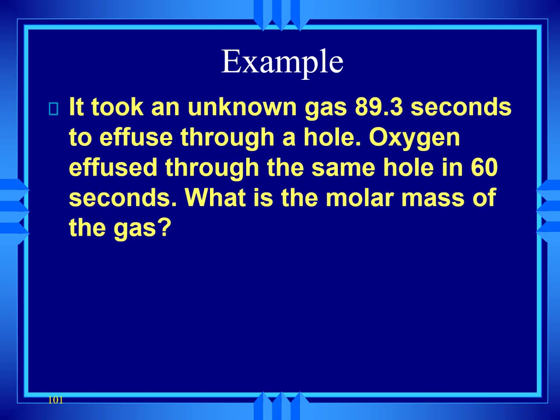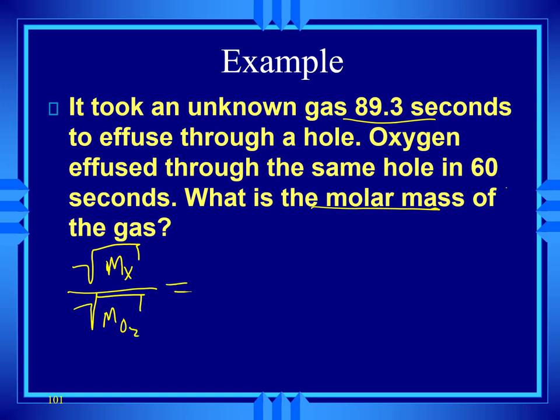Okay. In this example, I give you a time, 89.3 seconds, another time, 60 seconds, and they want to know the molar mass of the gas. So I got the molar mass of X. I always put the thing I want on top. Divided by the molar mass of O2 is equal to, okay, so it's time.